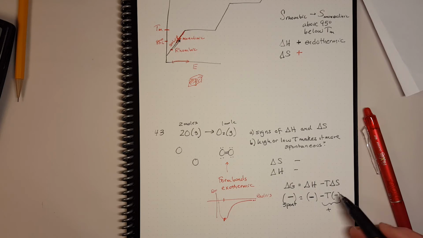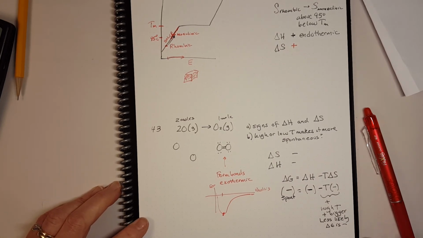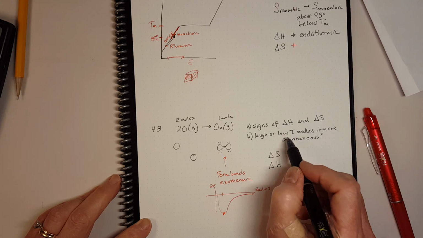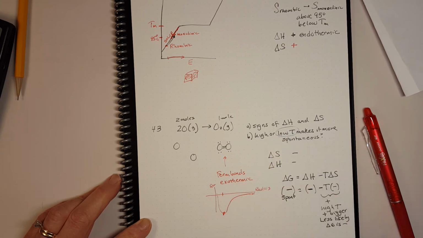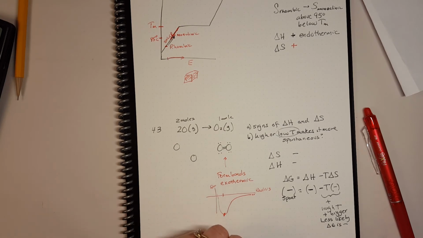If the temperature's high, then this plus value over here is bigger, and that's going to make it less likely that delta G will be negative. And so that means at low temperatures, it will be most spontaneous. So at low temperatures, it's going to be more spontaneous. Okay, and then I think I have one more that we can do together.